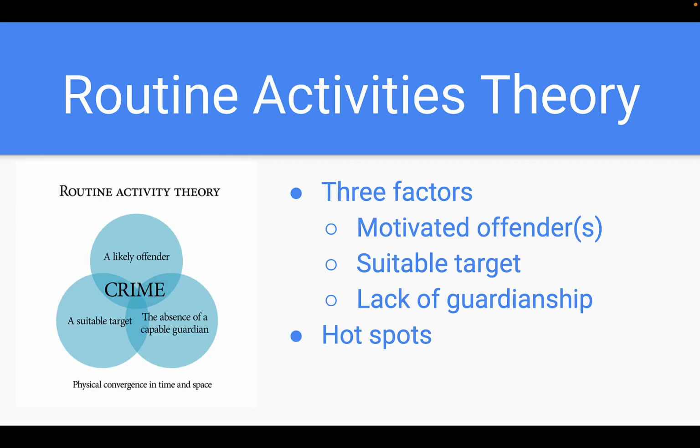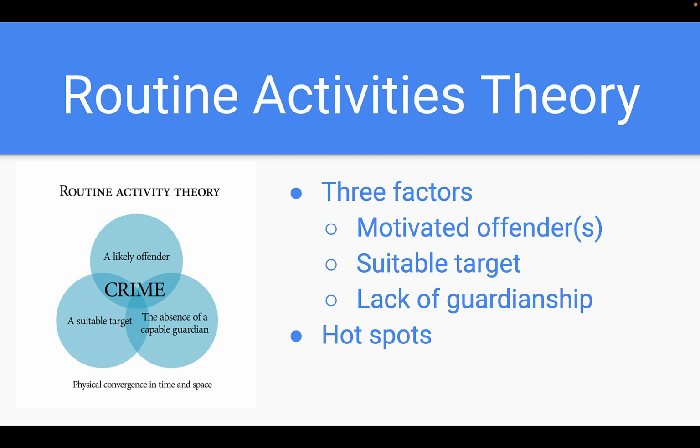Okay, moving on to routine activities theory. This was originally presented by Cohen and Felson in 1979. The three elements of routine activities theory are motivated offenders, suitable targets, and lack of guardianship. For the first one, motivated offenders, they don't really explain what that means. The model just assumes some people are motivated and leaves it at that. So that's a problem.